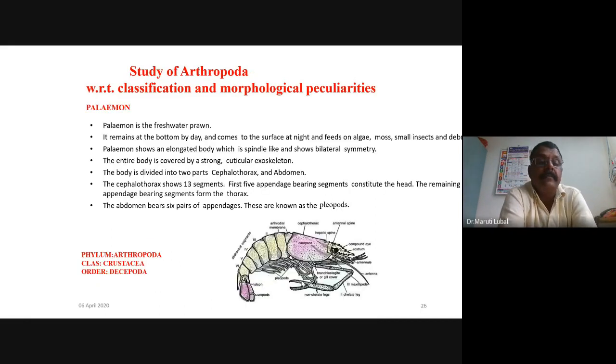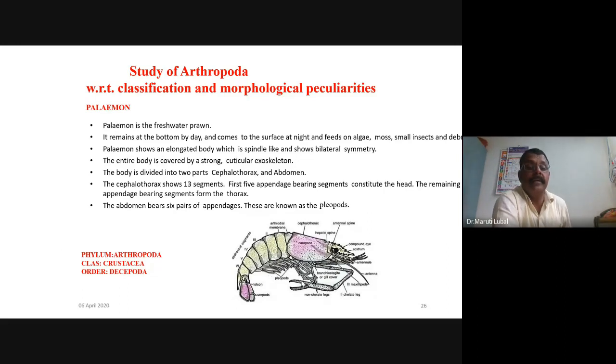First animal from class Crustacea is Palaemon. Palaemon is also called the freshwater prawn. It remains at the bottom by day and comes to the surface at night, and the prawn feeds on algae, moss, small insects, and debris. The prawn shows an elongated, spindle-like body with bilateral symmetry.